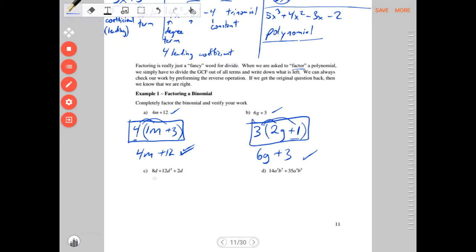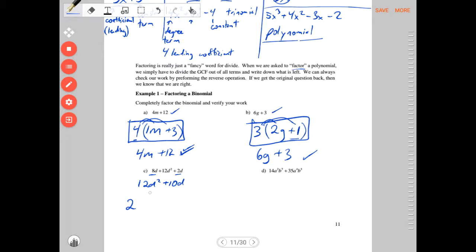So if you look at C, so at first glance this looks like a trinomial, but oh, look what I did to you guys. Okay, we have an 8d and a 2d, so those combine. So really this is 12d squared plus 10d's. Okay, awesome. So still a binomial. Now, what is the biggest number that divides nicely into 12 and 10? Okay, well, the biggest number that does that is a 2.